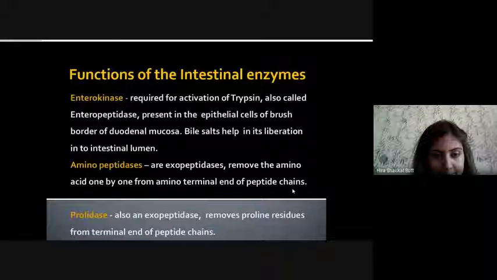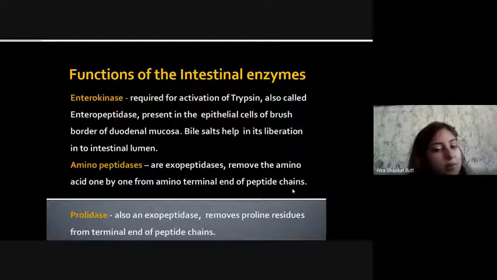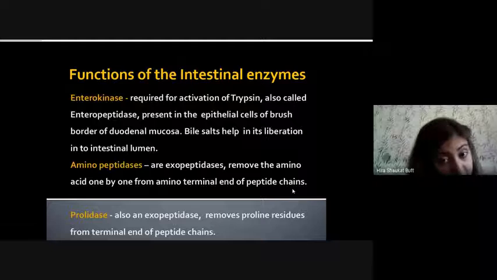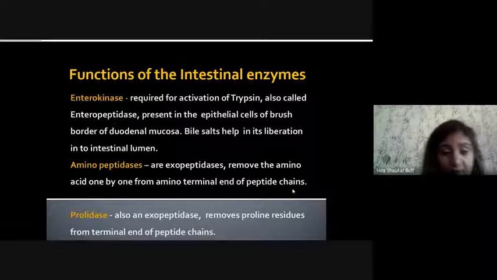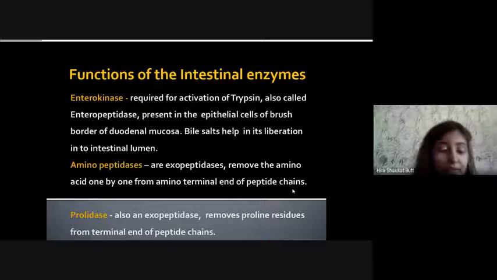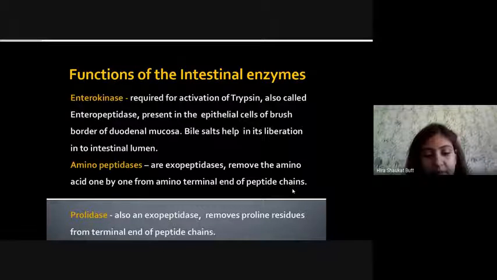So let's see the functions of the remaining intestinal enzymes. Enterokinase is an enteropeptidase. It is present in epithelial cells of the brush border of duodenal mucosa. Bile salts help in its liberation into the intestinal lumen. Aminopeptidase removes the amino acids one by one from the amino terminal end of peptide chains. It is also an exopeptidase.